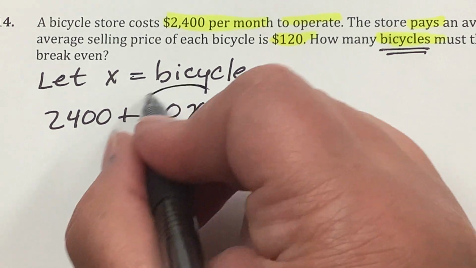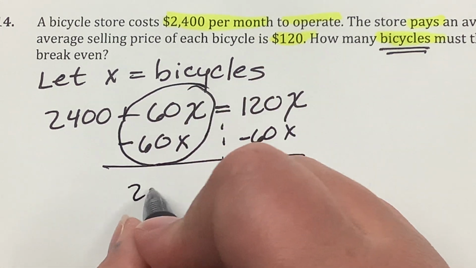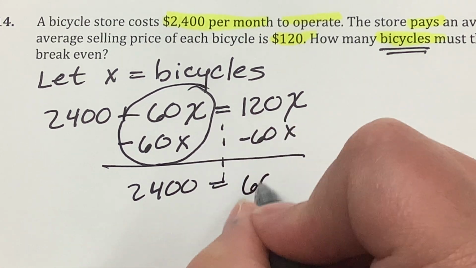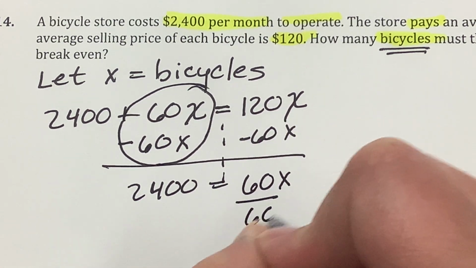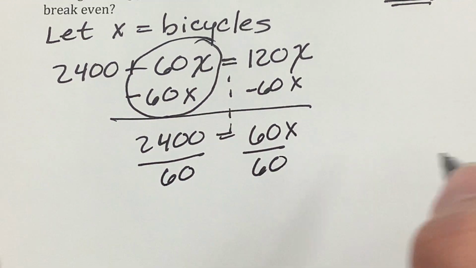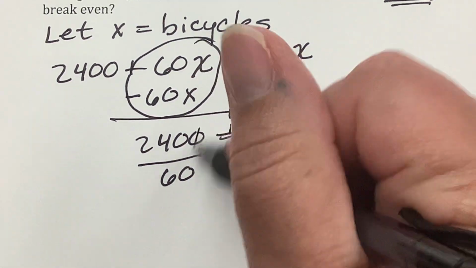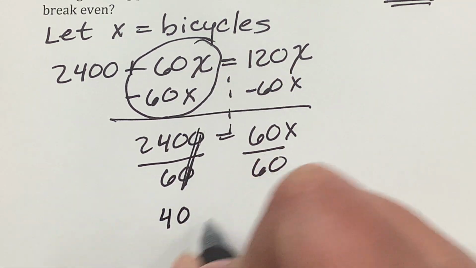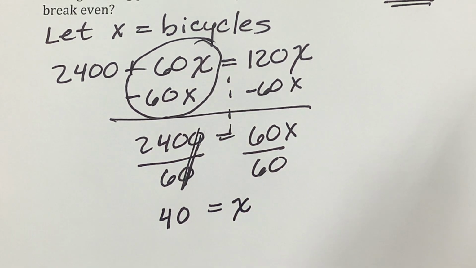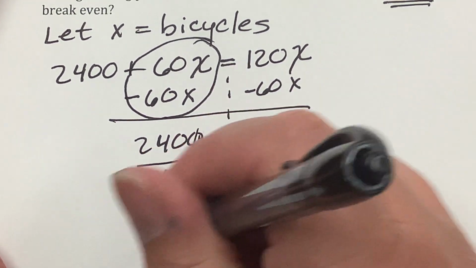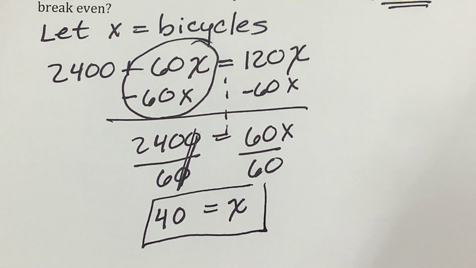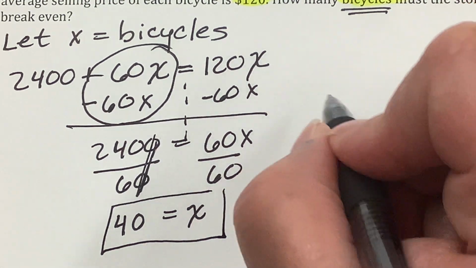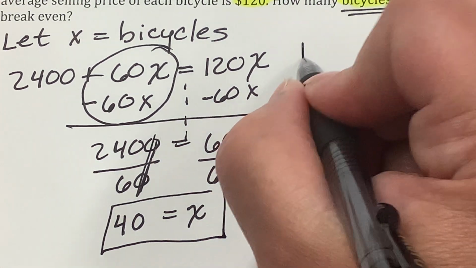2,400 plus 60 minus 60 is 2,400, and that is equal to 120 minus 60 is 60x. Divide by 60, and let's just cross off these zeros. 6 goes into 24 4 times, and the 0 equals x. Now, that's an answer, but it doesn't answer the question. It's just 40. 40 what? 40 cookies? No, you have to put a unit on there. They must sell 40 bicycles to break even.